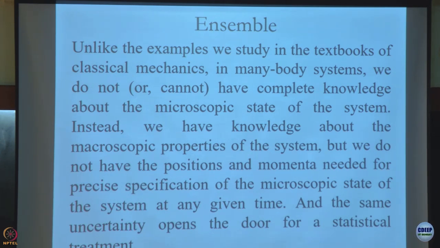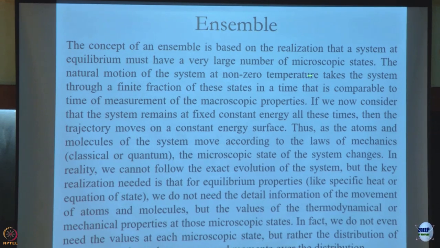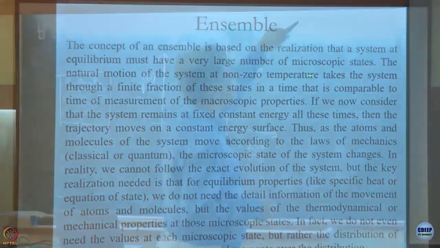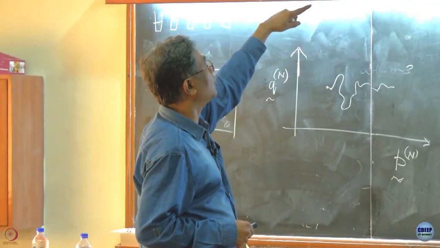So this is an important, interesting thing. Again, I am recapitulating the concept of an ensemble, based on the realization that the system at equilibrium must have a very large number of microscopic states. The natural motion of the system at non-zero temperature takes the system through a finite fraction of the states. There is a very delicate question here which we will deal with much later, in a time that is comparable to the time of measurement.